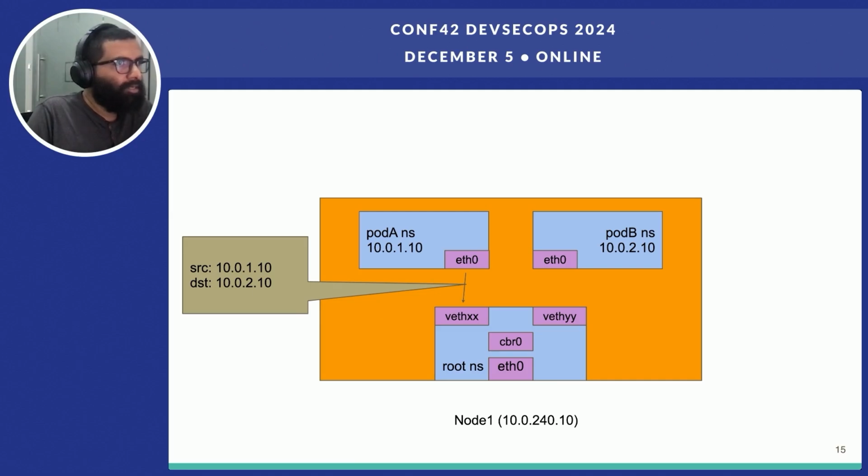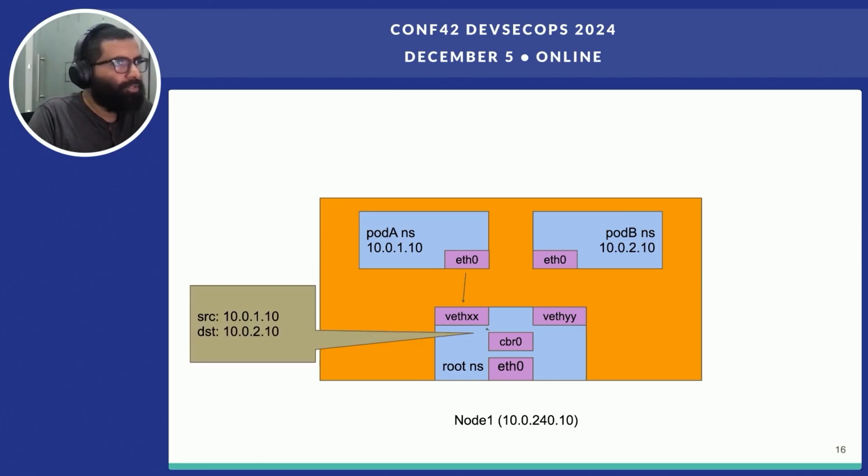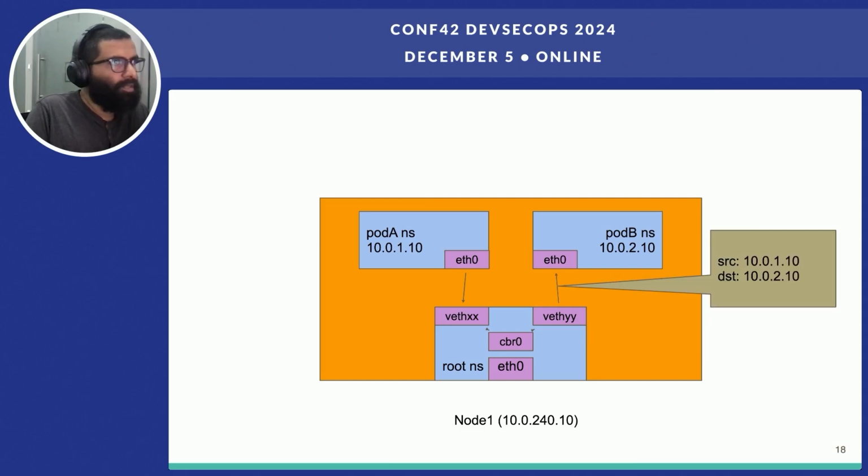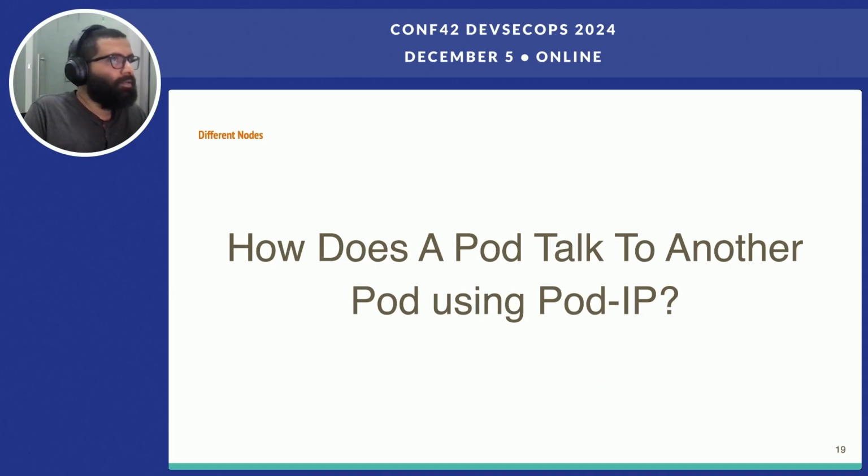Within the root namespace, the container bridge interface plays a crucial role here. The CBR0 acts like a virtual switch, which connects all the virtual Ethernet pairs on the node. It looks at the destination of the packet and knows that it has a routable interface, veth Y, available on the same node for the destination IP. Once the packet reaches the veth pair, it travels into pod B's namespace and arrives at its destination interface, eth0. Pod B processes the packet as if it directly came from pod A without any modifications to the source or destination. Right? That was easy.